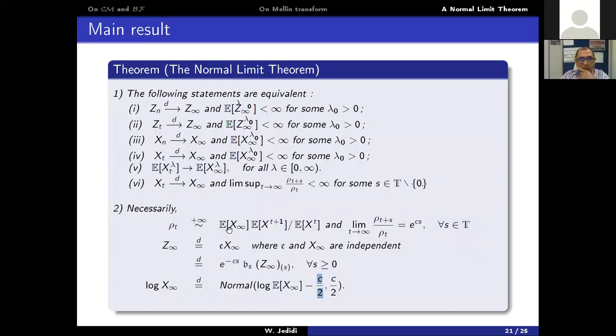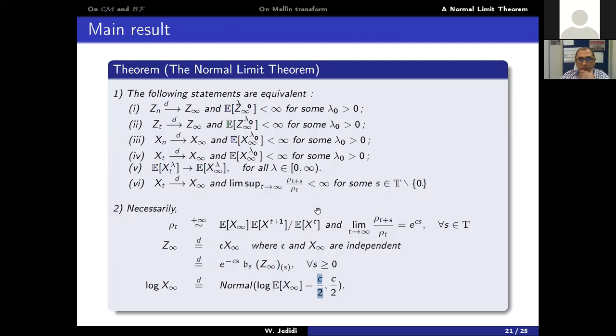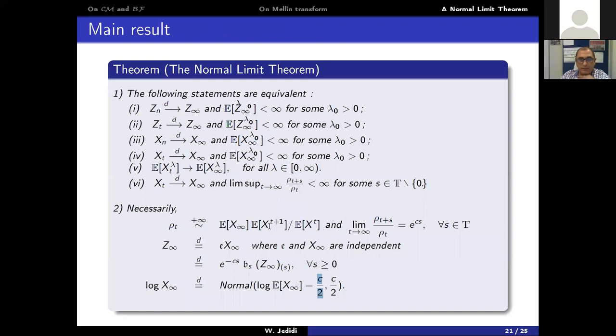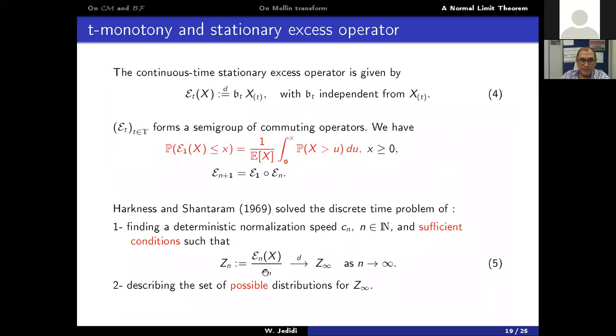So we need to provide examples. Of course, this doesn't happen for all. We started with a single distribution. We iterated the procedure with the operators of Hartmann-Santorin. The speed necessarily is of this form. This is a normalizing speed. And you have to multiply it by t. You need nothing here, but you need to take n rho n here before the simplification.